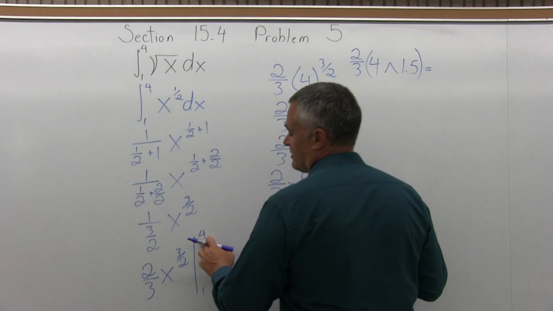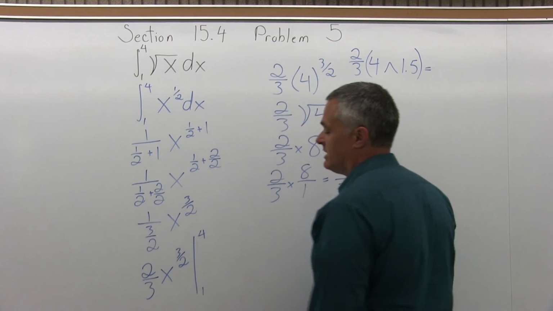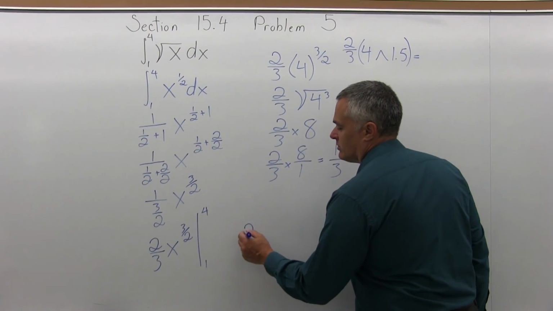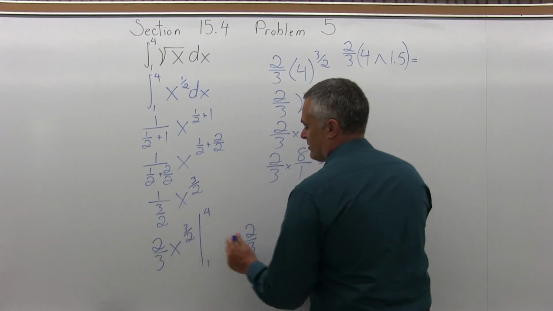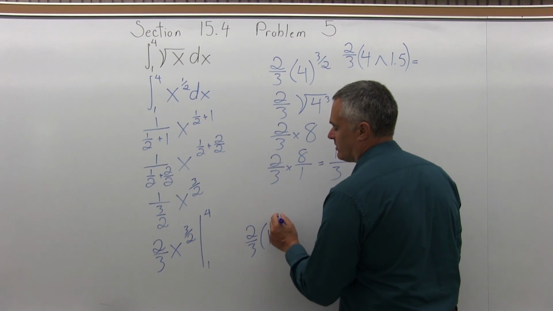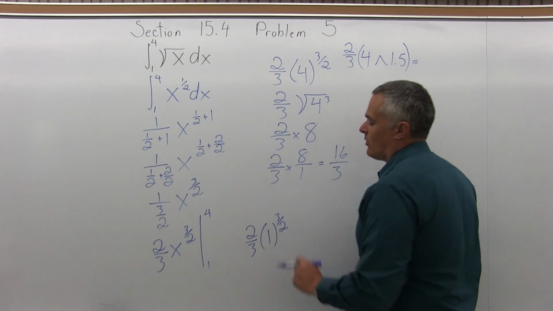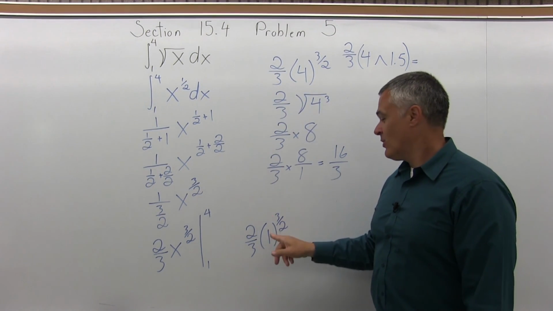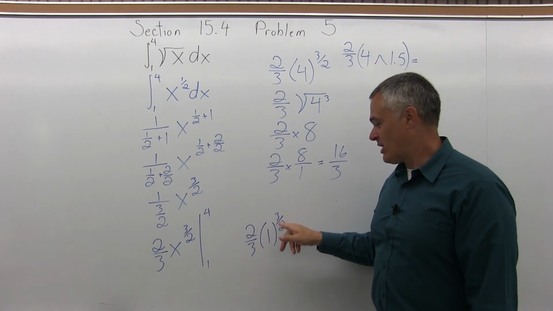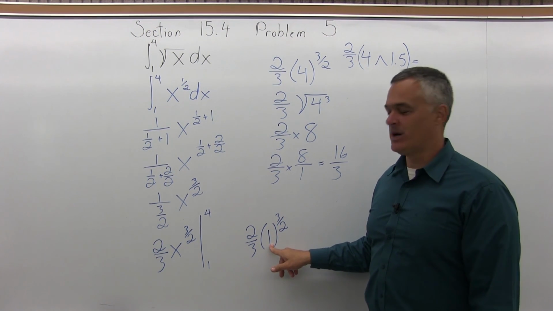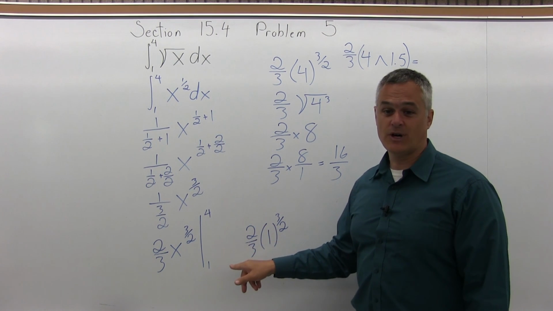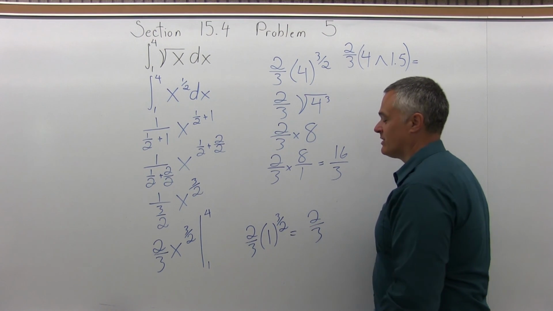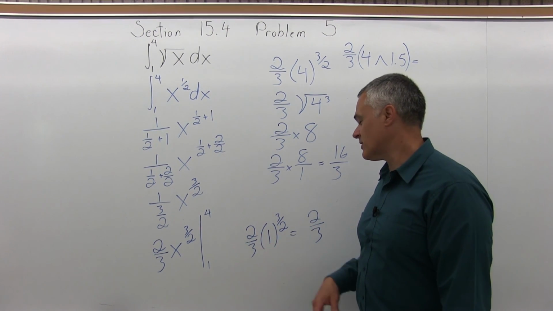I put in the upper limit of integration for my answer to the integral. Step 3, put in the lower limit. So 2/3 x to the 3/2 becomes 2/3 times 1 to the 3/2. Well, 1 to the 3/2 is way easier than 4 to the 3/2 that we had to do. 1 to any exponent like this, fractional or not, is just going to be 1. Then times the 2/3 in front, 1 times 2/3 is 2/3. So putting in the lower limit of integration is much easier.